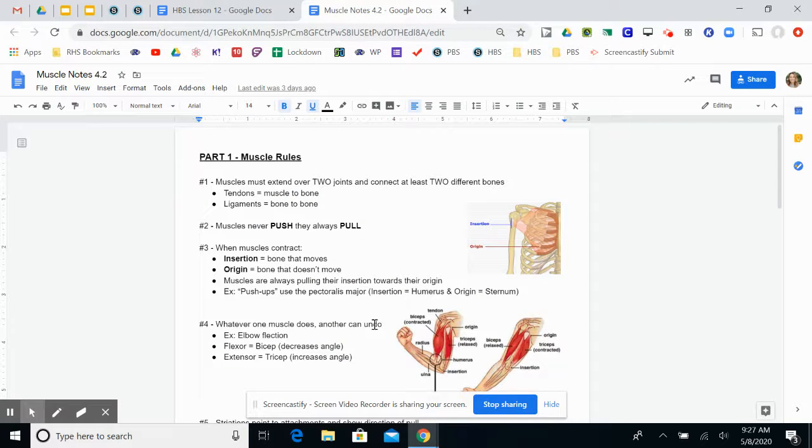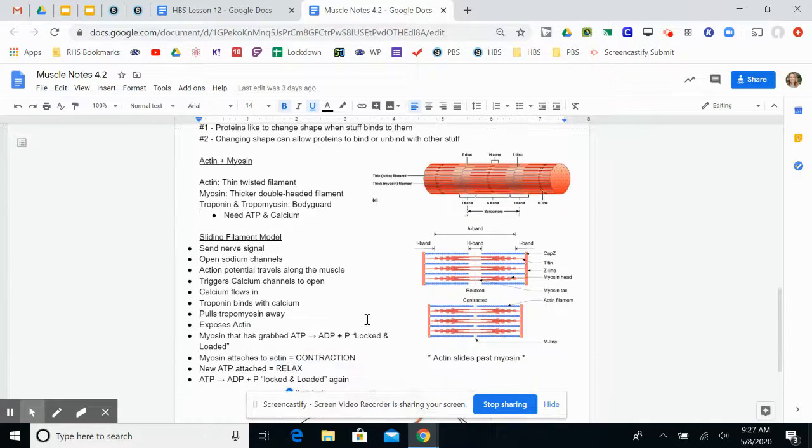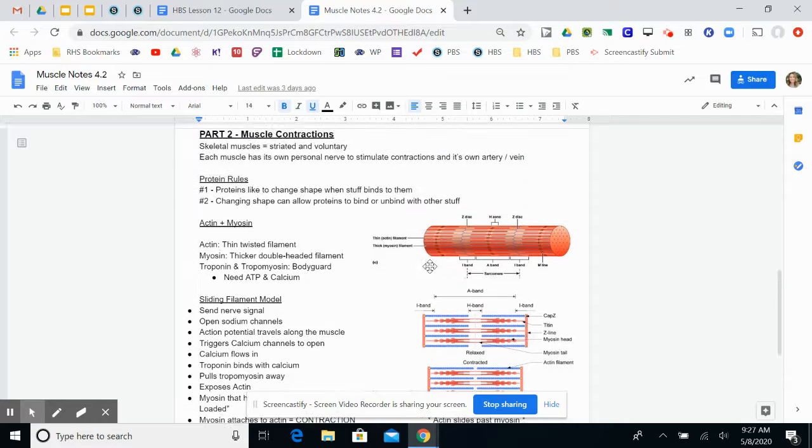contract and pull, how are they doing that? So how are they shortening? And it goes down to looking at each individual little muscle fiber and what the muscle fiber is made up of. So that is part 2, and lesson 12 is all about muscle contractions.